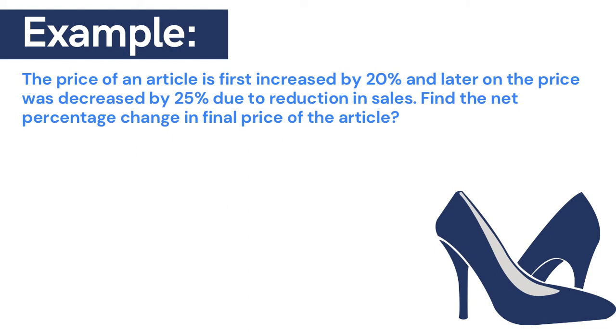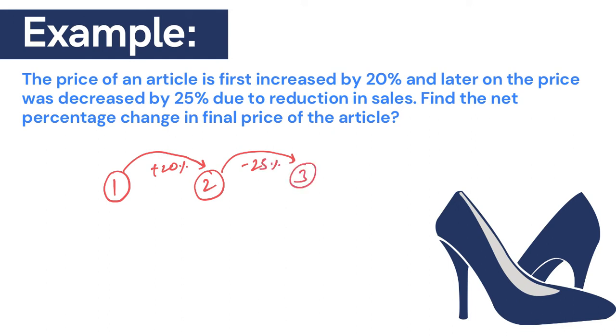What is the example asking? The question is asking: the price of an article is first increased by 20% and later on the price was decreased by 25% due to reduction in the sale. So find the net percentage change in the final price of the article. So I can say, if this is our first price, then it increased by 20%. Then I got this price. Then he reduced the price by 25%. So I got this price. So the question is asking from starting to last, what is the percentage change?